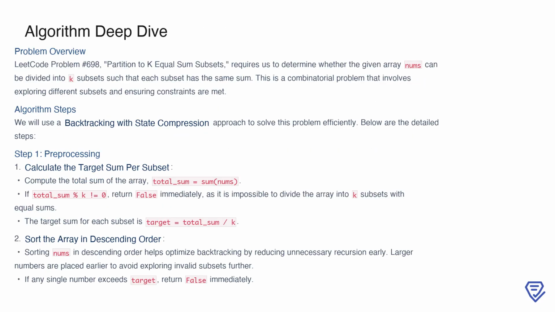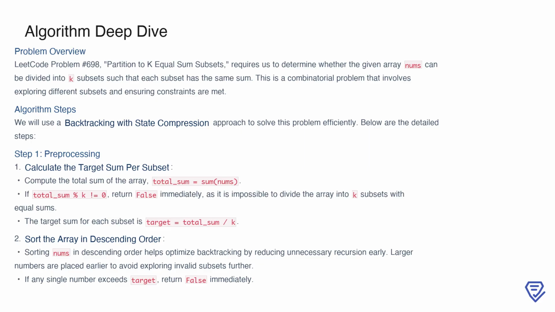The problem asks us to determine whether an array can be partitioned into exactly k subsets, where each subset has the same sum. This is a combinatorial problem that requires carefully exploring various subsets while ensuring all constraints are satisfied. To approach this systematically, we use a technique called backtracking with state compression, which is well suited for problems that involve recursive exploration and optimization.